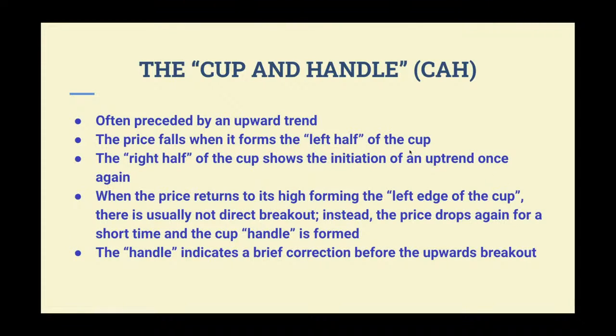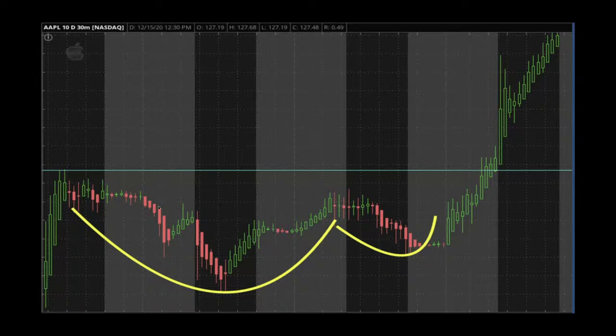So you guys see here, the right half, the price falls when it forms the left half. So the left half is this one, starts here, the price falls. So that's our left part of the cup and handle, or the left half. We got a high, we set our resistance level, price drops, we get a low. As far as right now, we have this. Now the reversal uptrend starts.